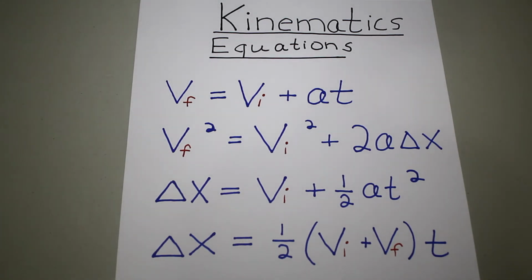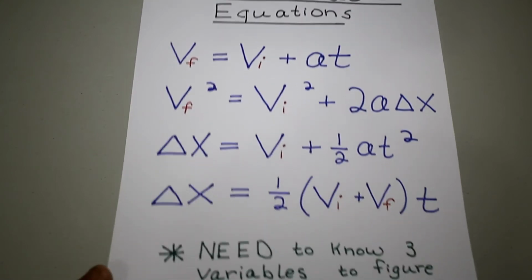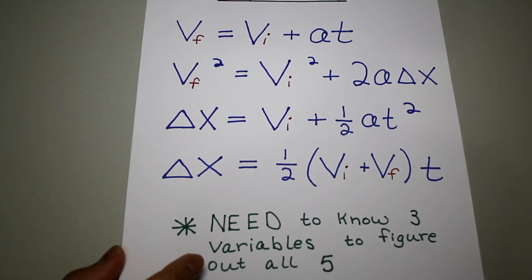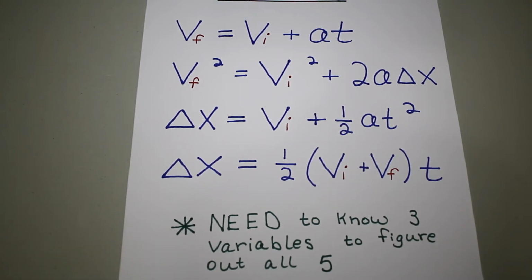In all 4 of these equations, acceleration is uniform. That means acceleration is a constant that is not changing. If you know 3 of the variables, you can figure out the other 2. So if you're given 3 of the variables, you can figure out all 5 without any doubt.